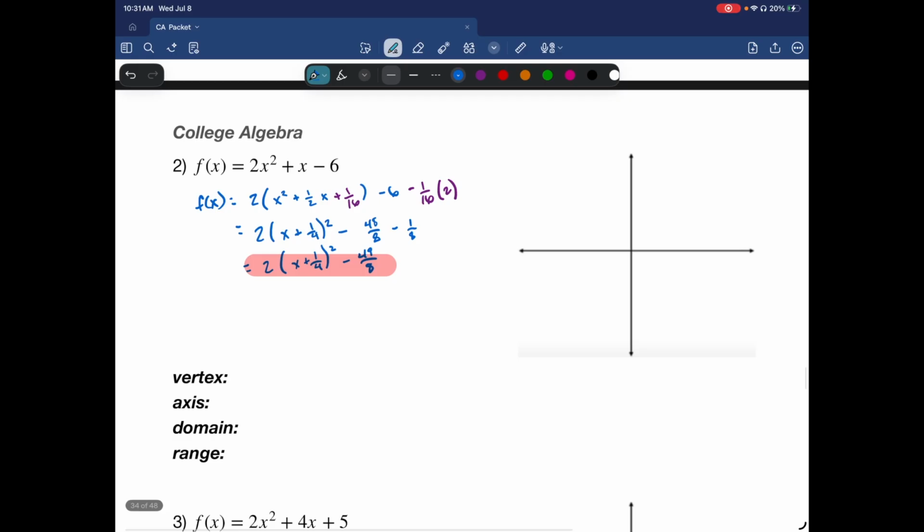And my vertex is going to be h and k, so that's going to be negative 1/4, negative 49/8. And my axis is going to be x equals negative 1/4. My domain is still all real. And my range is affected by the up and down movements. Okay, so I went down negative 49/8 units. And so my range is going to be that value and up. So negative 49/8 to infinity.